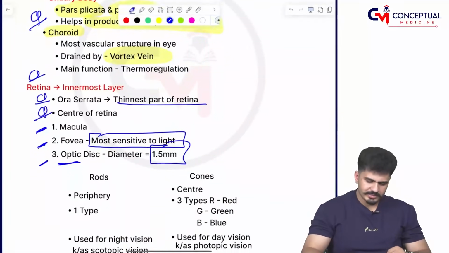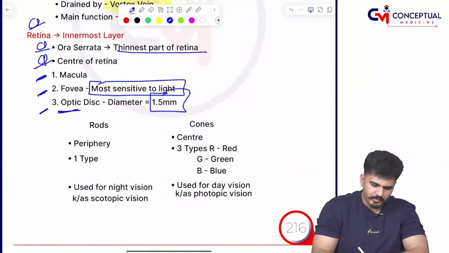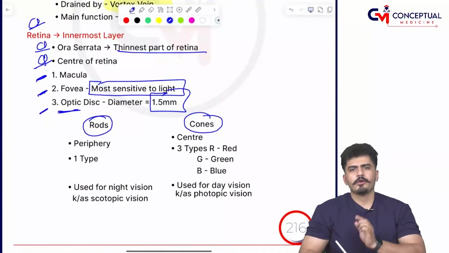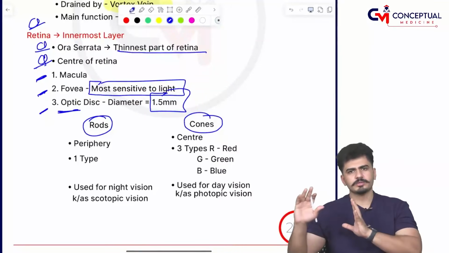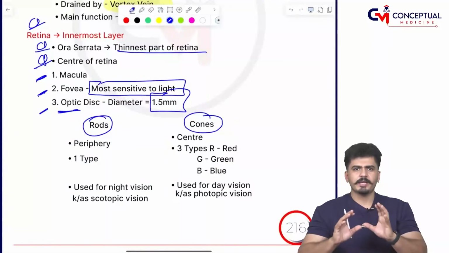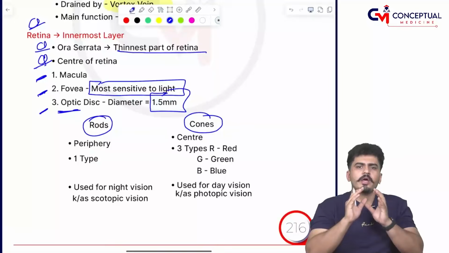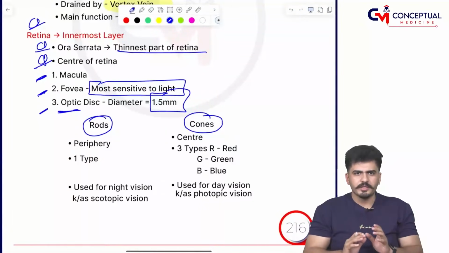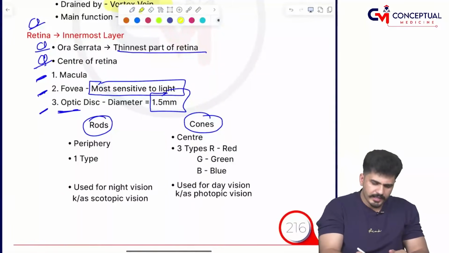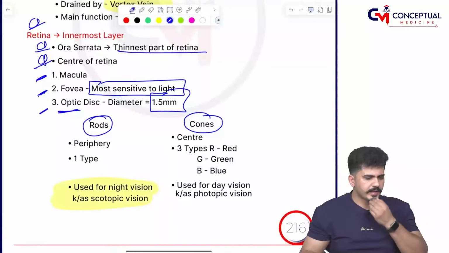Now let's talk about the cells which are present inside the eye. Those are rods and cones. Two types are there, sir. Rods are of one type, cones are of three types. Rods are present in the periphery, and what are they responsible for? Scotopic vision. What is scotopic vision? That is your black and white vision.